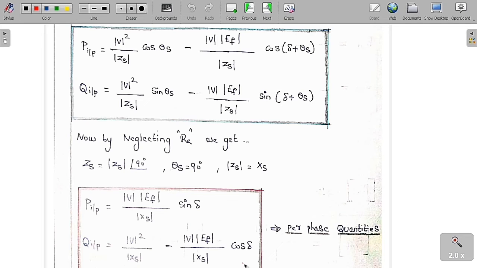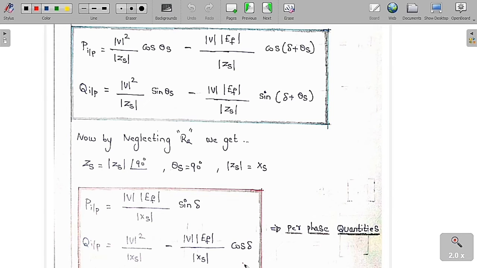And the perfect reactive power input is equal to mod of V whole square by X minus mod of V into mod of EF by mod of X into cos delta. And the perfect reactive power output is equal to mod of V into mod of EF by mod of X into cos delta minus mod of EF whole square by mod of X. So these are the points that you always need to keep in mind.